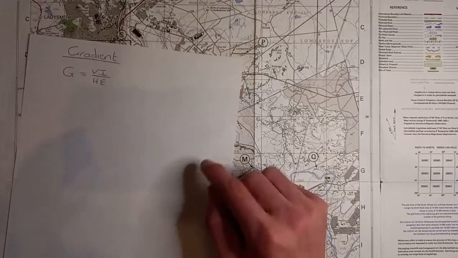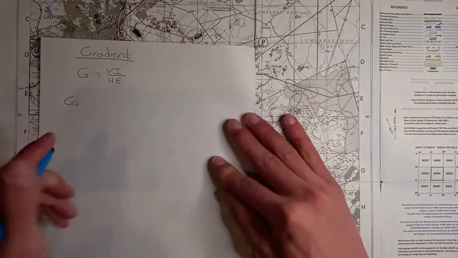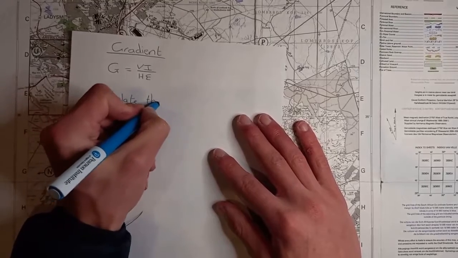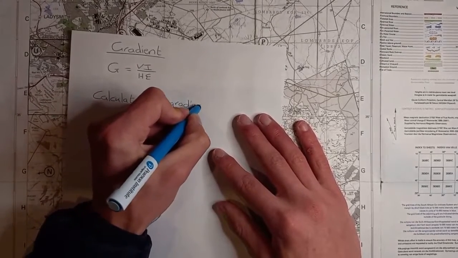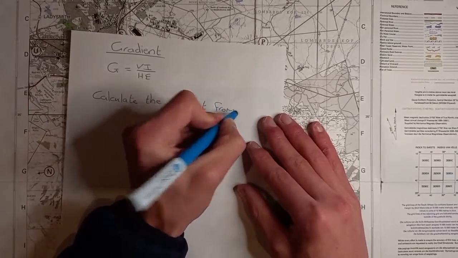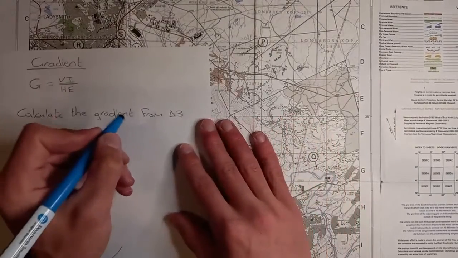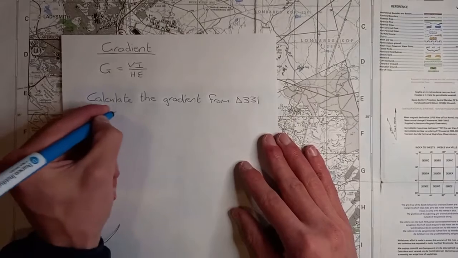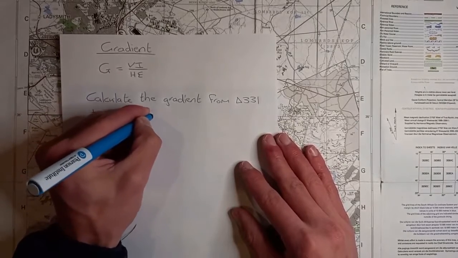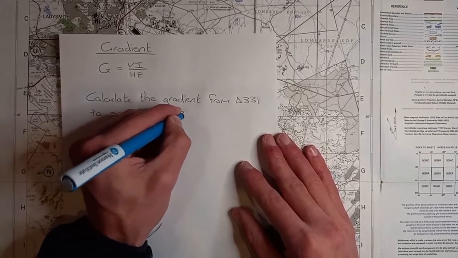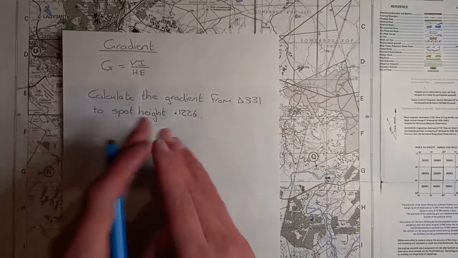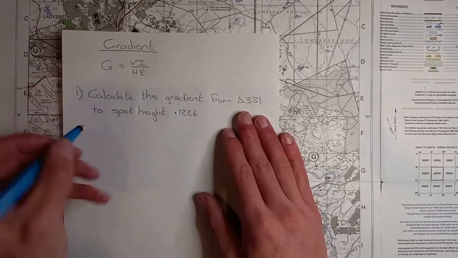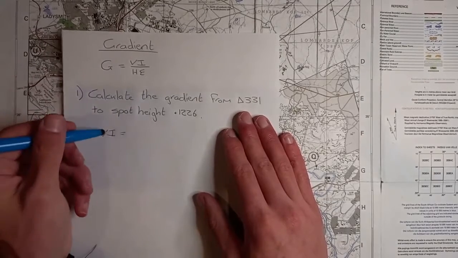Okay, so the question will state as follows. Calculate the gradient from trig beacon 331 to spot height 1226. Okay, so that will be the whole question. So question 1, that's the whole question, right? So in order to do that, we're going to be doing the VI first, the vertical interval.